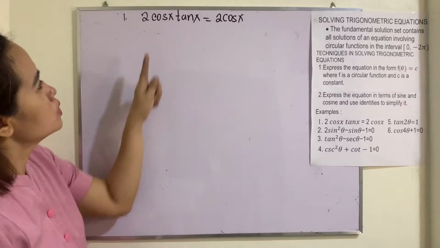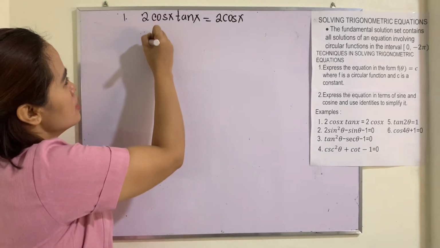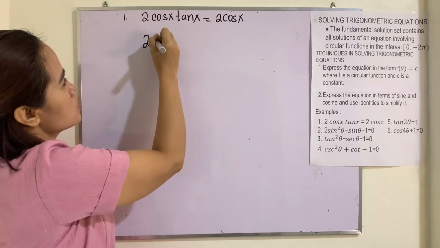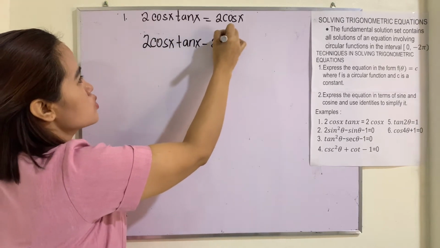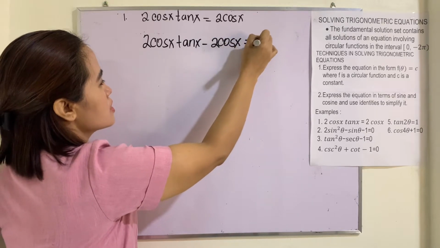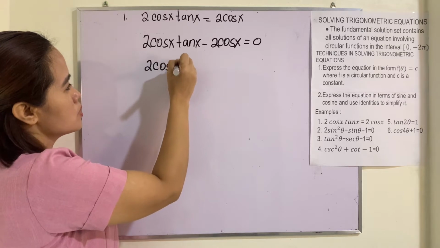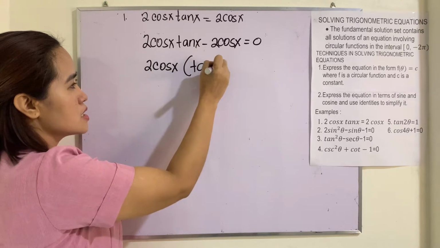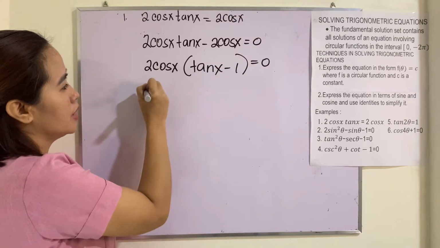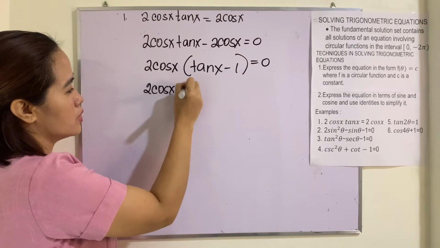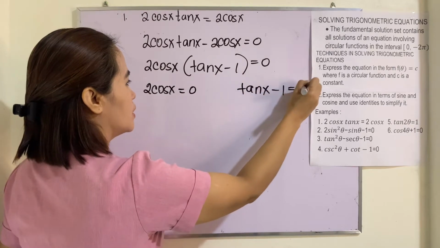Example 1. 2 cosine x tangent x equals 2 cosine x. First step is to transpose this to the other side. 2 cosine x tangent x minus 2 cosine x equals 0. We can now get the common factor, which is 2 cosine x. This is tangent x minus 1 equals 0. From here, we can equate each factor to 0. So tan x minus 1 equals 0.